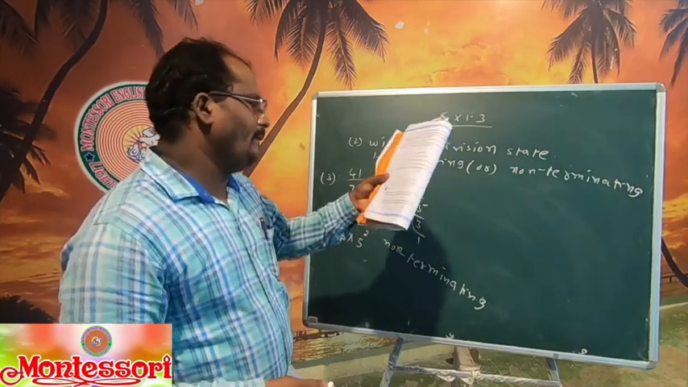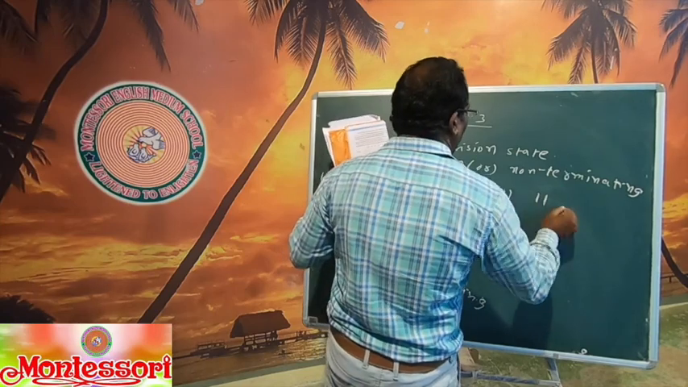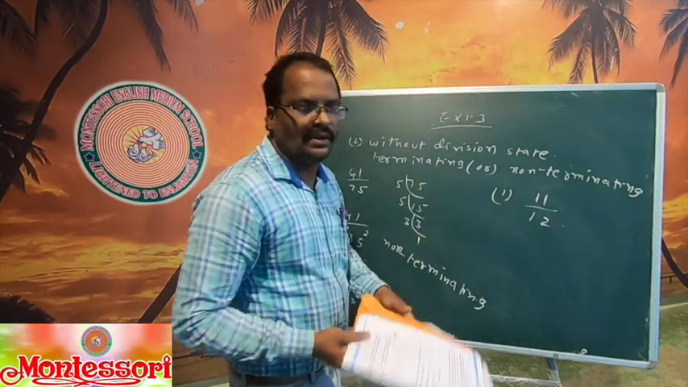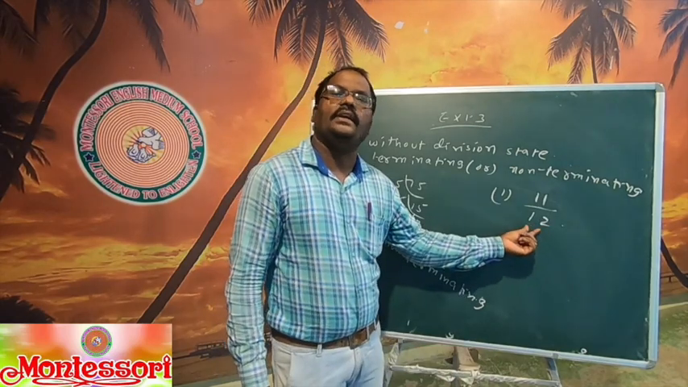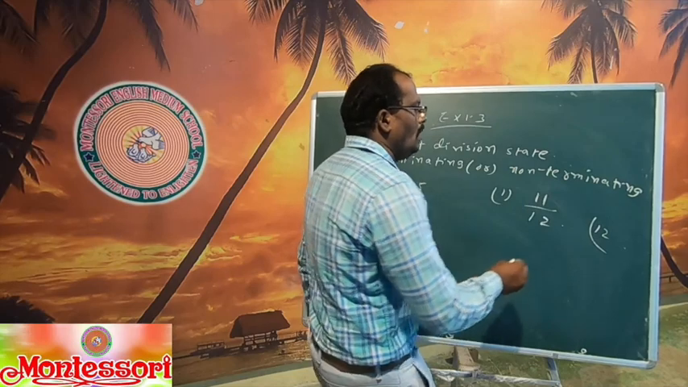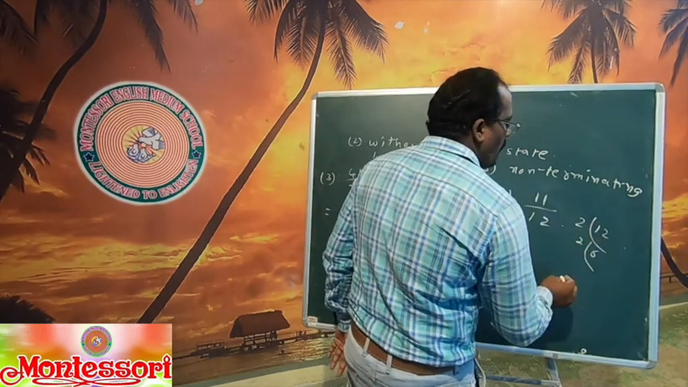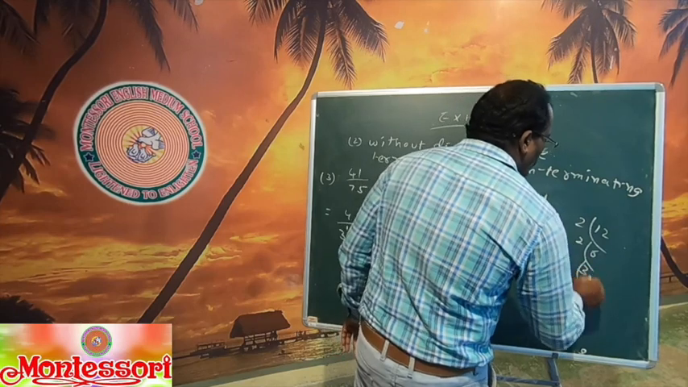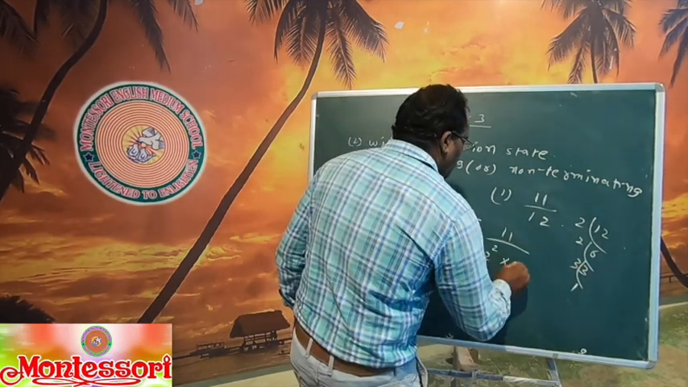For example, here one question is there: 11 by 12. So what is the denominator given here? 12. You find the factors of 12. 2, 6, 2; which you will get here? 3, 3, 1. How to write? 2 square into 3 power 1.